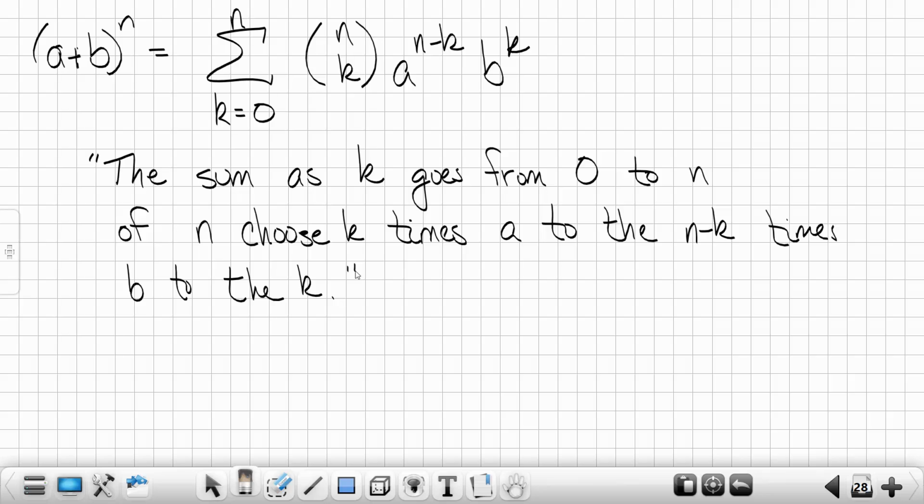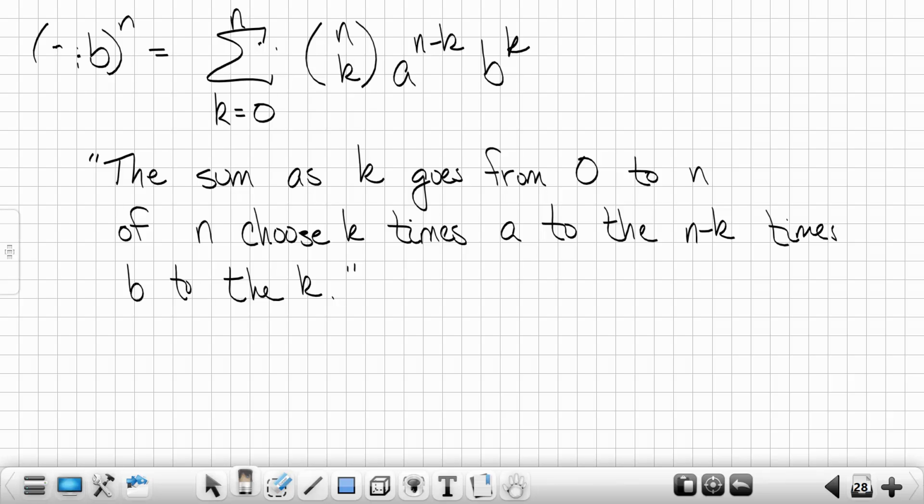Okay, so reading this: the sum as k goes from 0 to n of n choose k times a to the n minus k times b to the k. This is not complicated. It's concise. It's tightening things up. We're going to go both directions really quick because I'm going to break this down on the next line. But let's talk about going backwards.